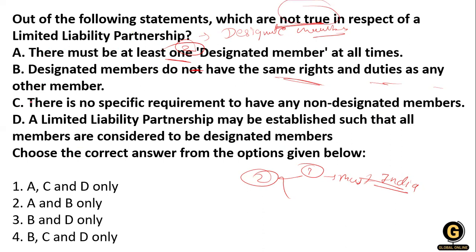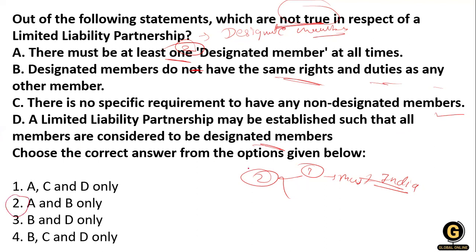After that, there is no specific requirement to have any non-designated member. Yes, this is true. There is no specific requirement for the non-designated. Non-designated means a simple, general member. Now, the limited liability partnership may be established such that all the members are considered to be designated. Yes, so this is also true. So option number A and B.